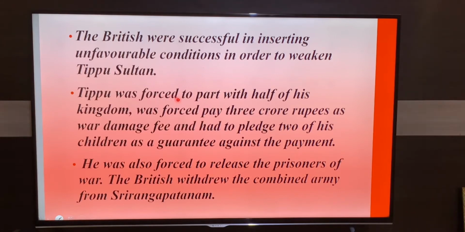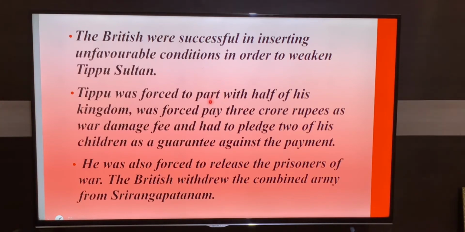Tipu was forced to give half of his kingdom to the British and also was forced to pay 3 crore rupees as war damage fee. And as he was not able to pay 3 crore rupees, he was asked to pledge 2 of his sons as guarantee against the payment.